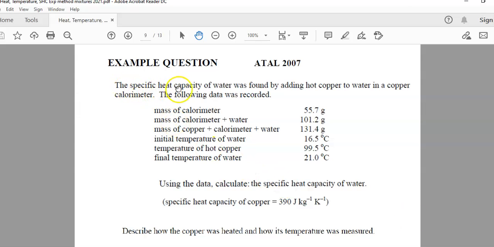It says the specific heat capacity of water. Remember I said earlier you can change this experiment for specific capacity of water or copper. The specific heat capacity of water was found by adding hot copper to water in a copper calorimeter.